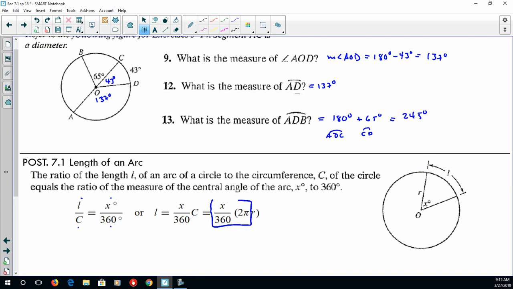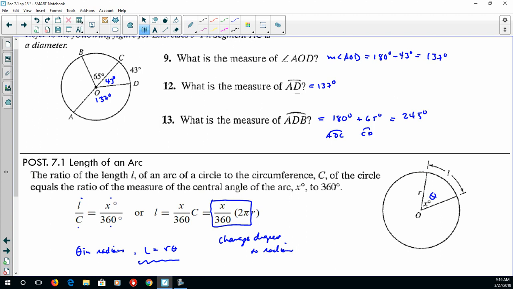What you may have, remember, if this is some angle theta in radians, then the arc length is r theta. This stuff here, x over 360 times 2 pi, this changes degrees to radians. So this is the formula that you may have seen, and it's the formula you use in calculus. But since we're doing degrees, this is the formula we're going to have to use.